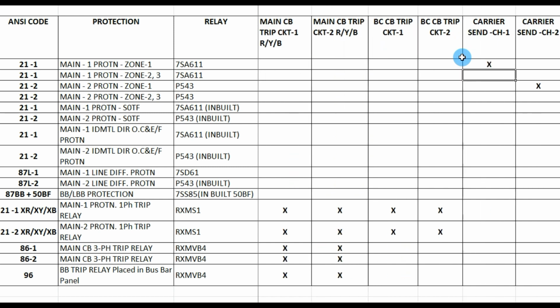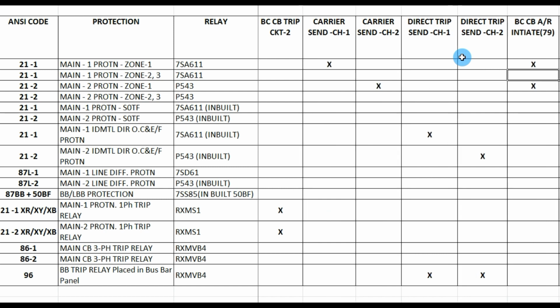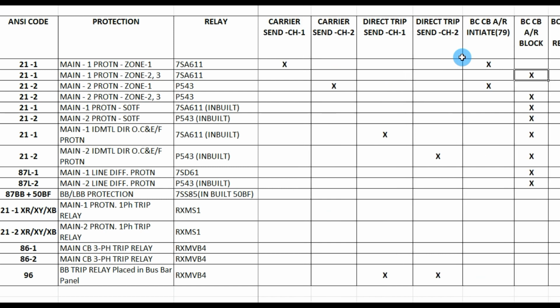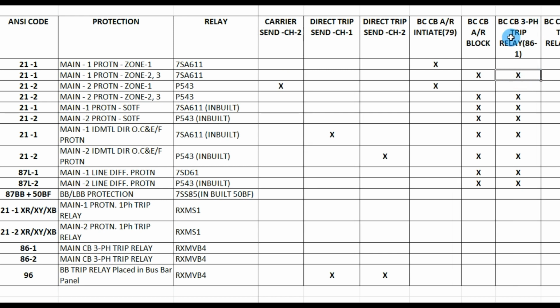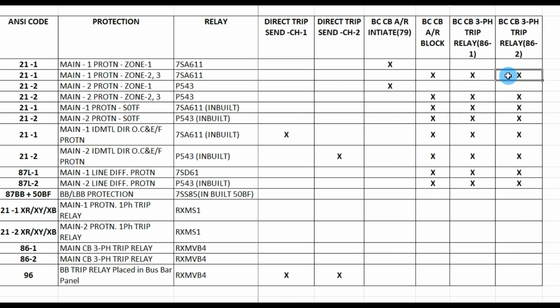And we will see any other configuration. We are blocking the bus coupler auto recloser also, and also we are giving trip to the bus coupler 3-phase trips, trip 1 and trip 2. We are giving 2 trips for this.